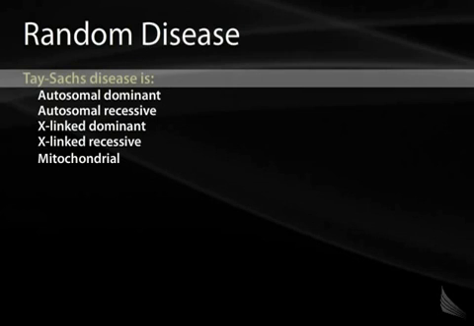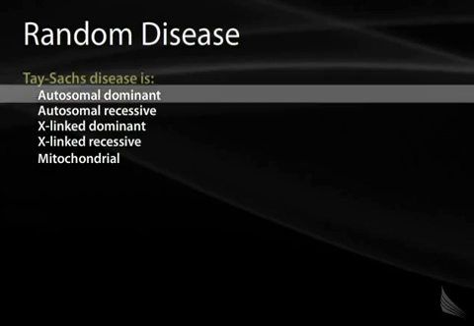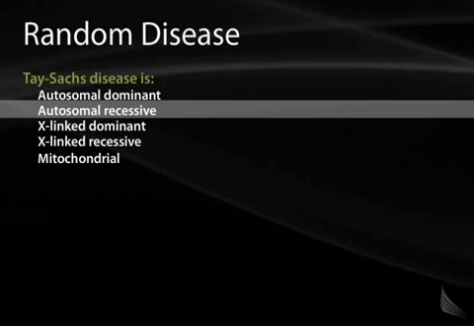Another question for you, Tay-Sachs disease, is it autosomal dominant, autosomal recessive, X-linked dominant, X-linked recessive, or mitochondrial? The answer here is autosomal recessive. Remember, this is one of those storage diseases. Those loss of function type of enzyme diseases, always look for autosomal recessive.